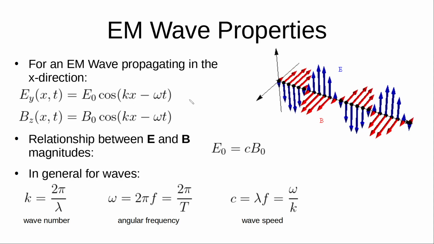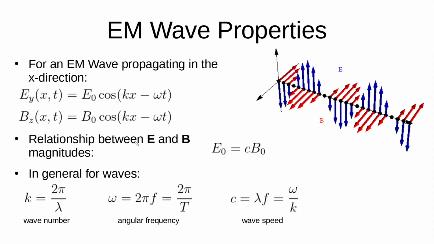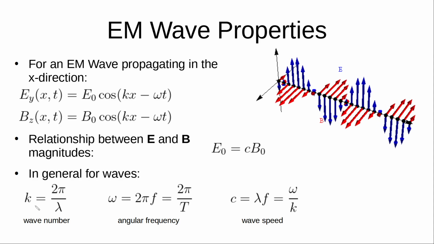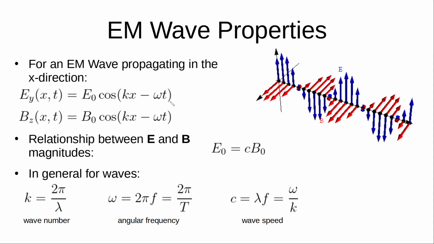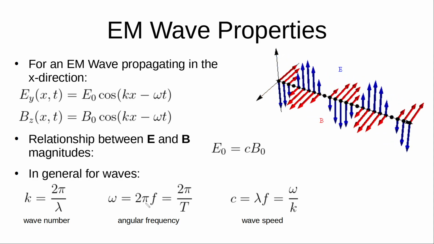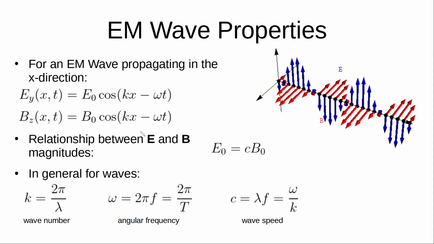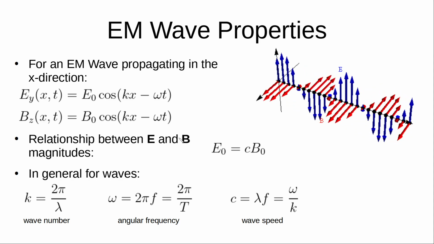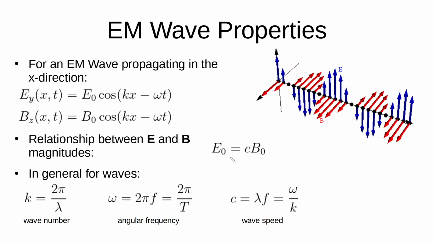And it is a sinusoidal function. So it's a function of both space and time. And it's got a wave number, which is related to frequency, and an angular frequency, which is related to the frequency and the period of the wave. There's also a relationship between the magnitude of the electric and magnetic fields, and that's given by this expression here. They're related by the speed of light.